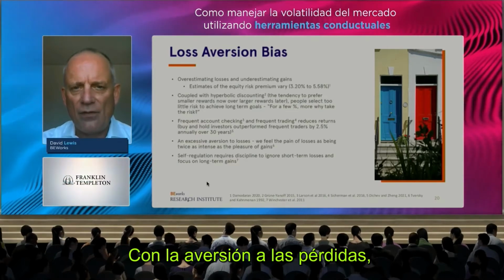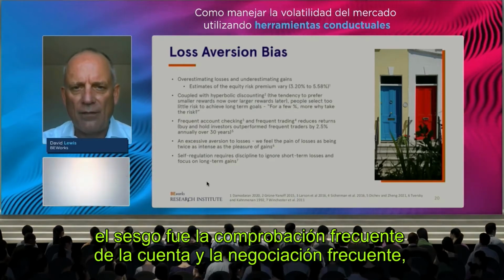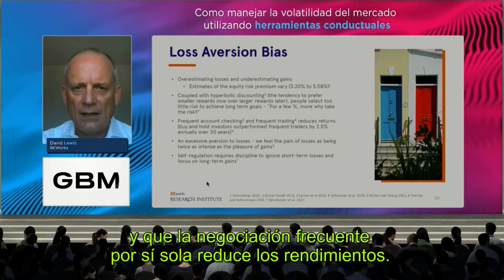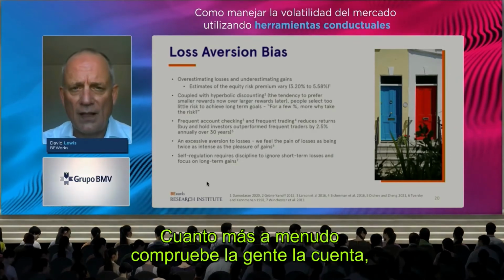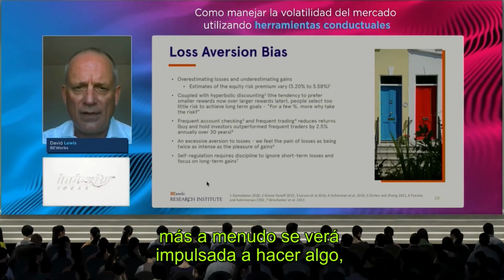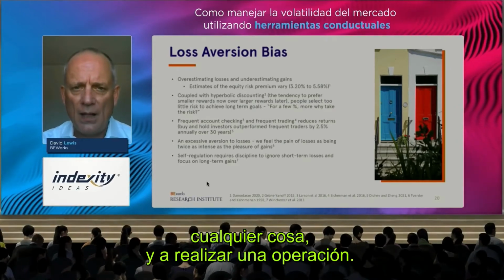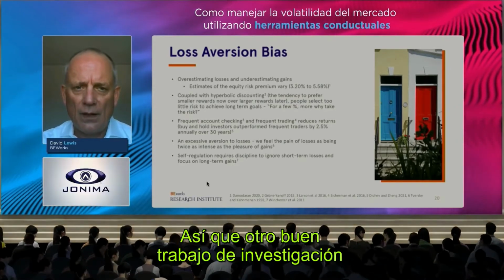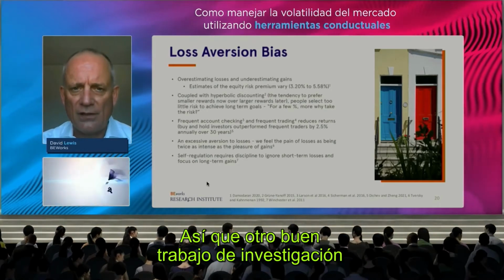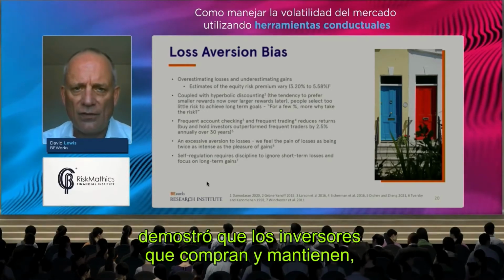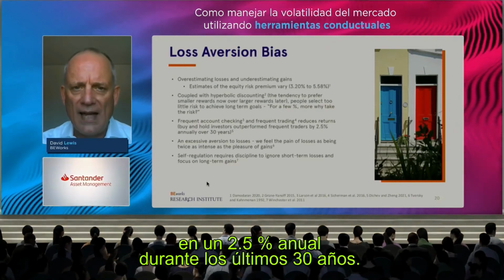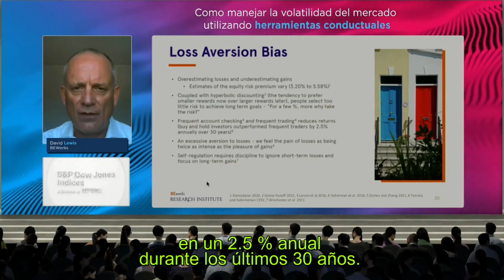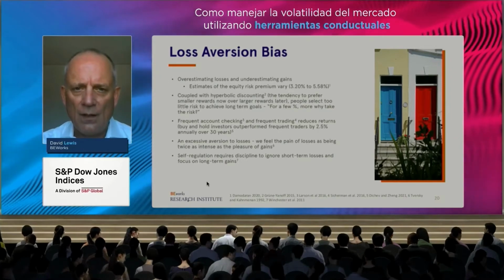With loss aversion bias, there's also frequent account checking and frequent trading, and that frequent trading alone reduces returns. The more often people check the account, the more often they're driven to do something, anything, and make a trade. So another good piece of research actually showed that buy and hold investors outperformed frequent traders by 2.5% annually over the last 30 years. That's substantial.